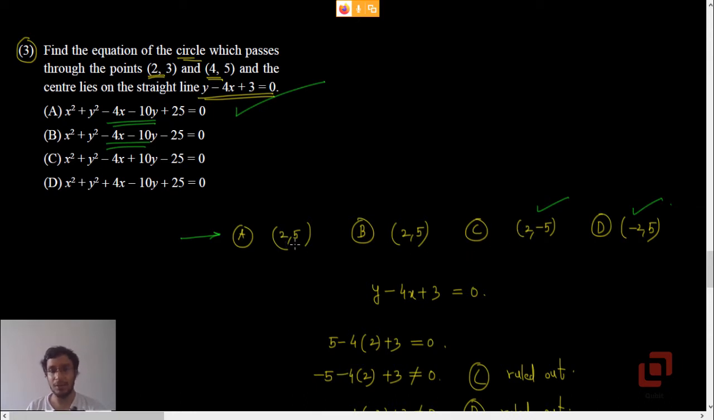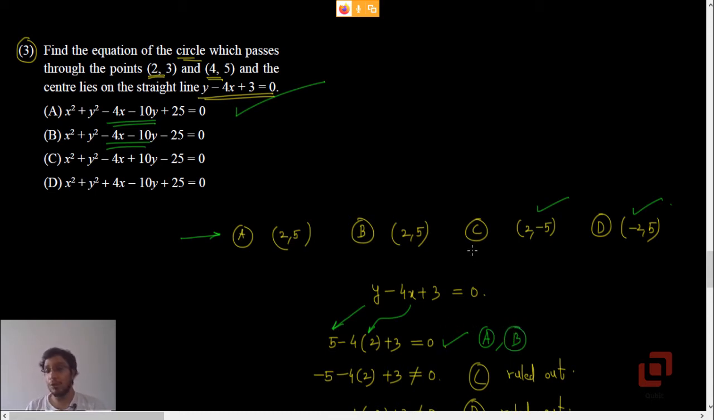Okay, so let us start with (2, 5). If you substitute y as 5 and x as 2, you will find that (2, 5) lies on the line. Okay, y is 5, minus 4 into the x coordinate of the center, which is 2, so y minus 4x is 5 minus 8, plus 3, the constant term in the equation of the line, and 5 plus 3 is 8, 8 minus 8 is 0. So now we have both options A and B as our contenders.